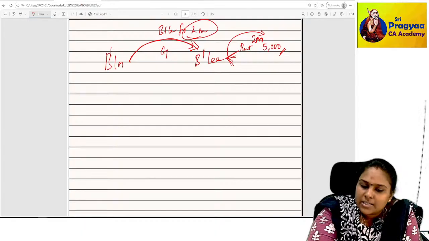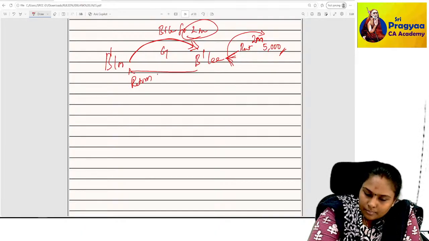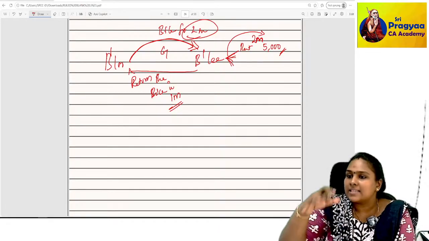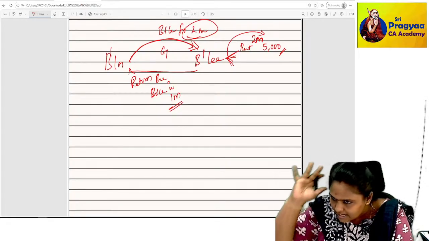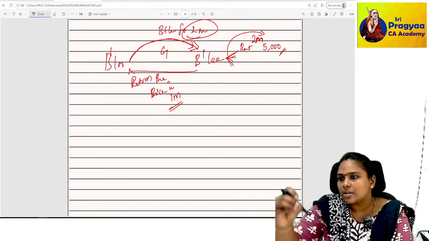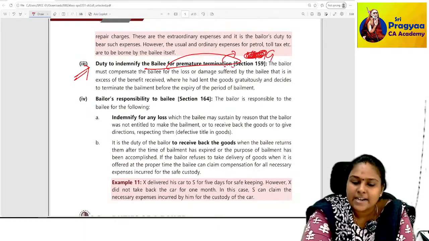Now if suppose I ask this person to return the bike in 1 month, whether I can ask? Yes, I can ask. Whether he should give? He should definitely give. Now in this situation what can happen? This is what we are going to study. Let us go read. Yes, start reading.